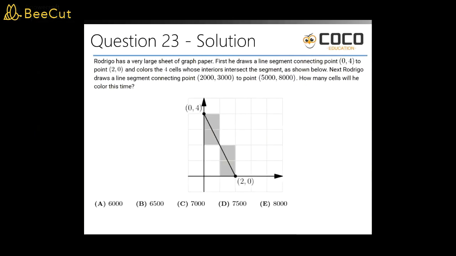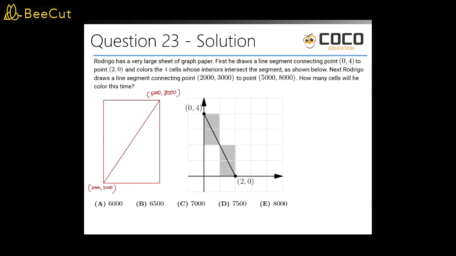Question 23. So we draw a line connecting these 2 points. Let's label them. One of the points is 2,000, 3,000. The other one is 5,000, 8,000. So we can construct a rectangle. Then they say that we connect this line here. Now how many cells will he color this time?